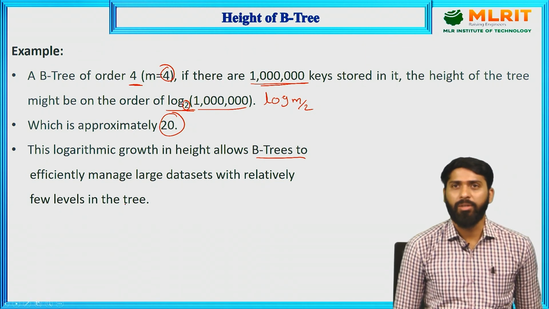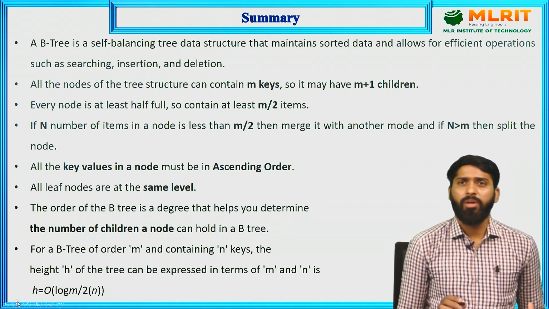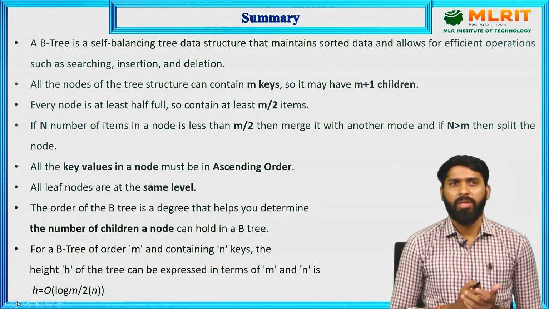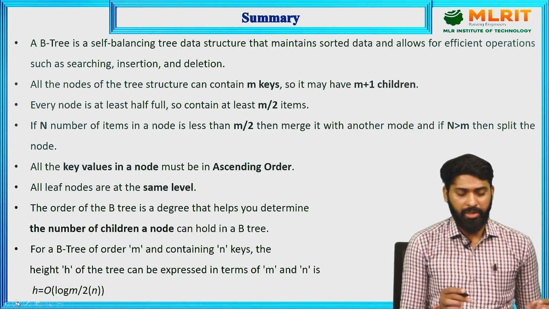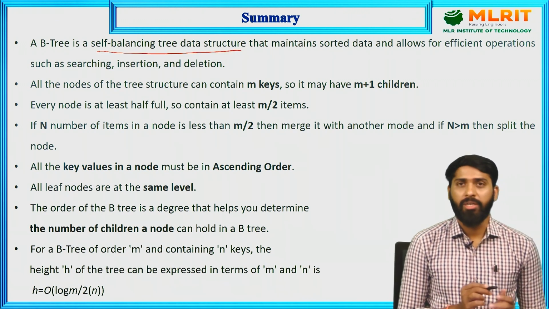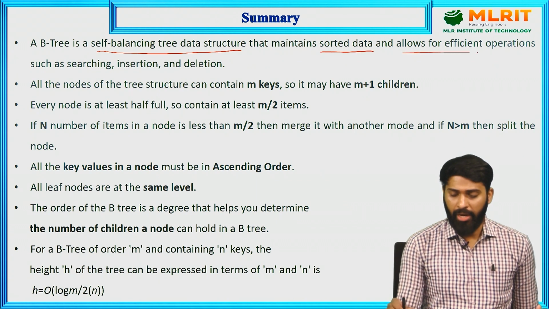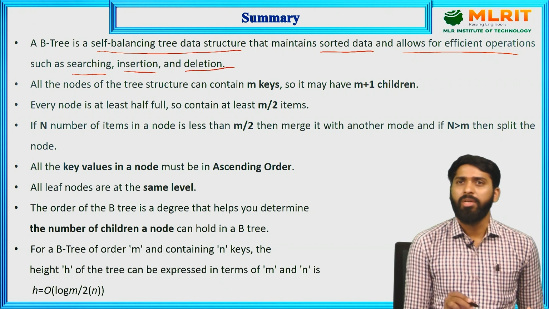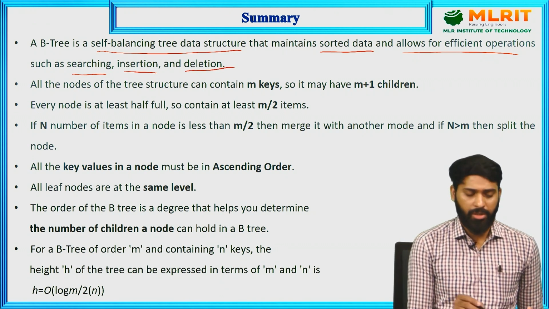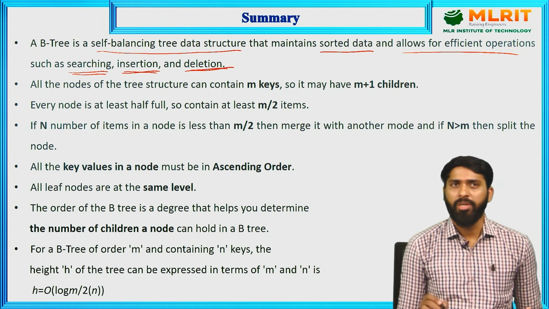So, coming to the summary of the session, in this session we learned about the definition of a B tree, the order m of a B tree, and the height of a B tree. So, what is a B tree? A B tree is a self-balancing tree data structure that maintains sorted data and allows for efficient operations such as searching, insertion, deletion. In the next classes, we are going to discuss these operations, searching, insertion and deletion, in detail.